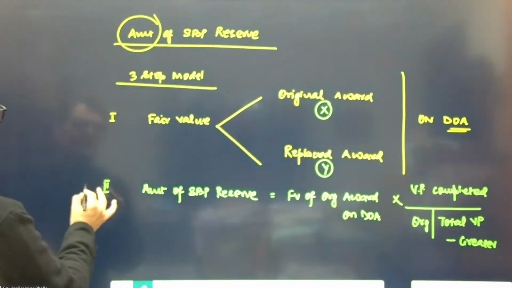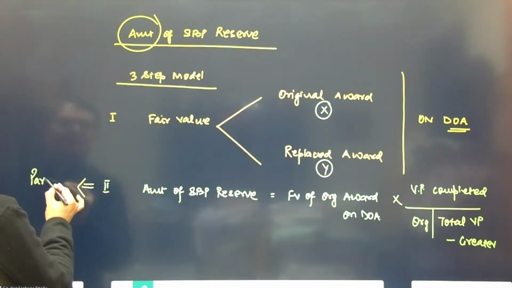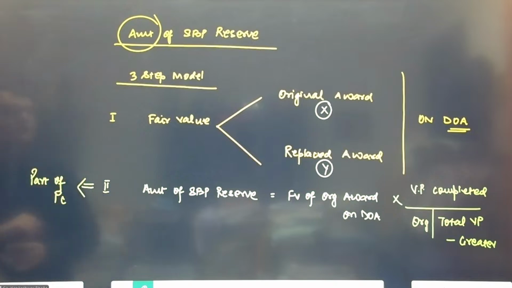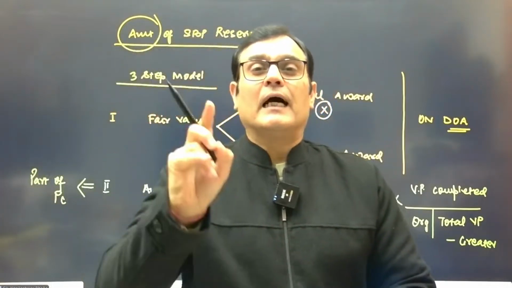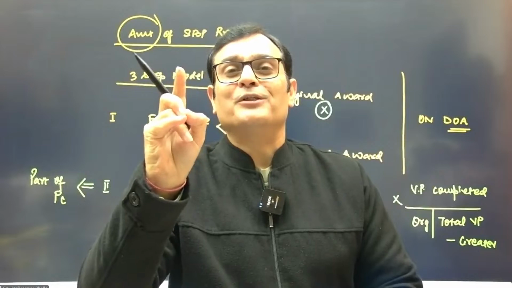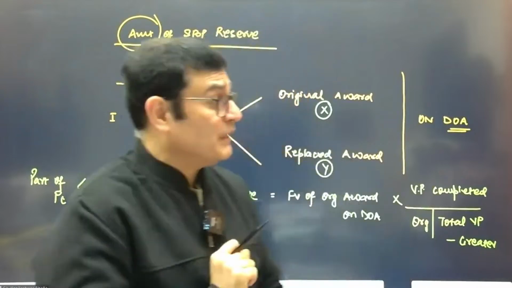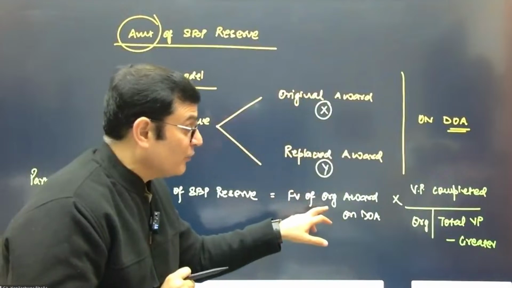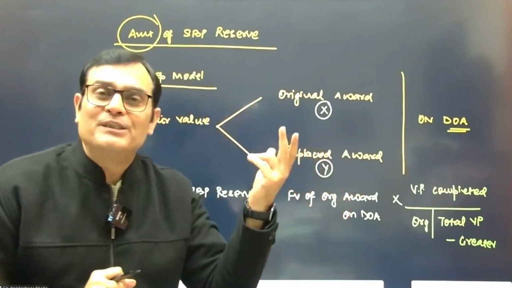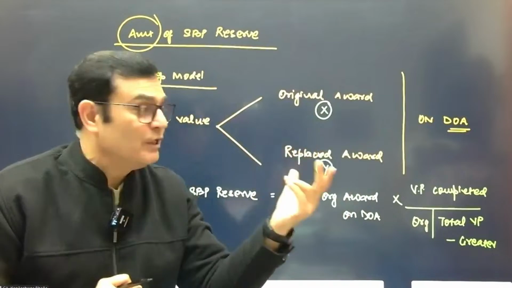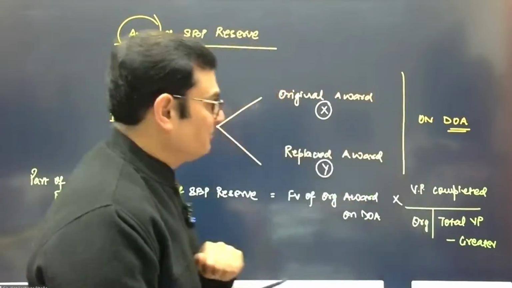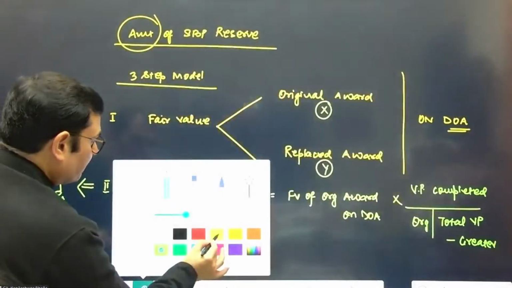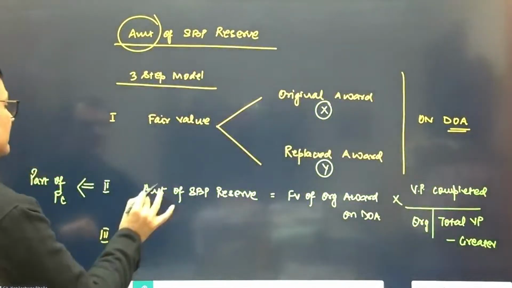So this amount of SBP reserve is going to be a part of the purchase consideration in terms of step number 4, which means when you are considering SBP reserve, I need to consider pro rata fair value. Because I will take the fair value of the awards into the period completed upon original or total. So it's a proportionate fair value which is being considered as SBP reserve. So this is a part of the PC.